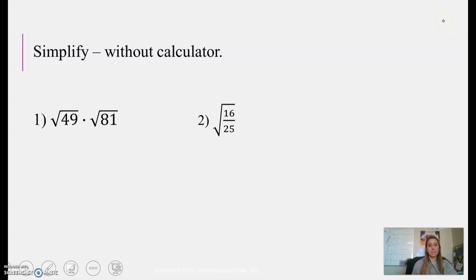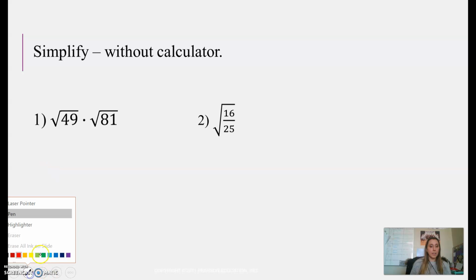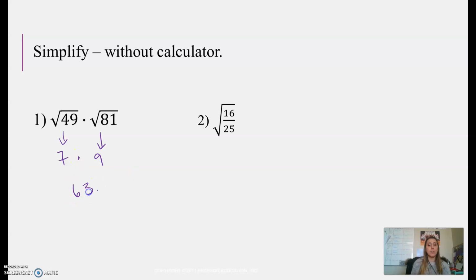in class. Basically what we did, to simplify this without a calculator, we found the square root of 49, well that's 7, and the square root of 81, well that's 9, and 7 times 9 is 63. We should be able to do that without a calculator with no problem. Number 2 is a little bit more tricky, but I'm going to rewrite it so that I can think about it in a different way.